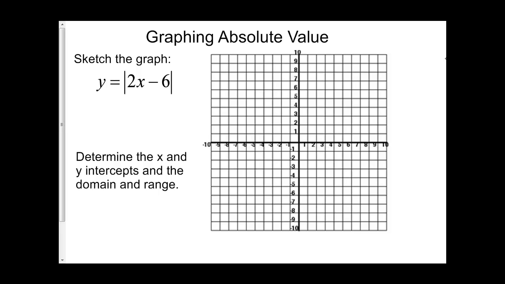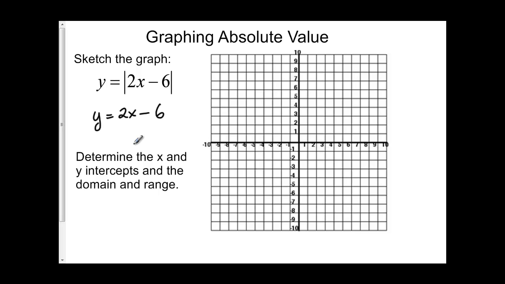When graphing an absolute value function, the first thing you should do is start by sketching the original graph. So in the equation y equals the absolute value of 2x minus 6, my original equation is going to be y equals 2x minus 6.